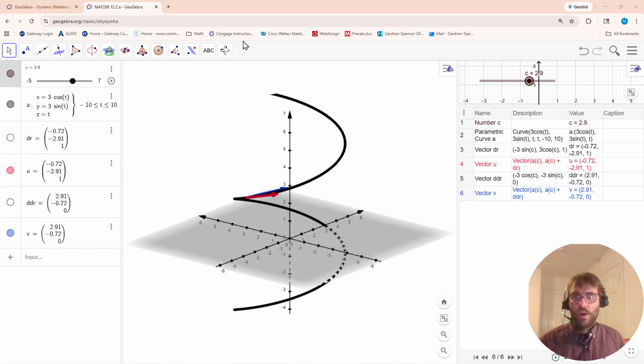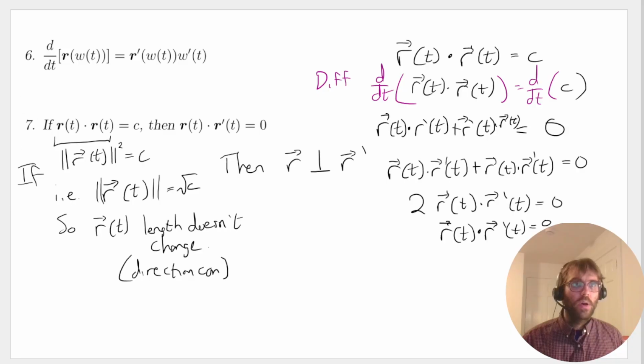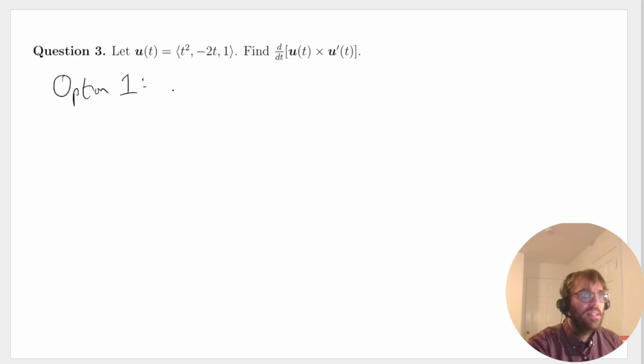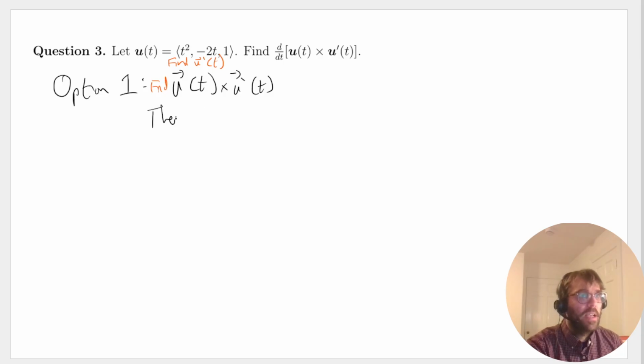Okay, let's jump back into our PowerPoint here so we can actually do an example problem where we compute one of these. I want to do this cross product derivative. And I got a couple of options here. Option 1 is to do it as written. Option 1 is to say, hey, I'm going to find u of t cross u prime of t, which means that really I've got step 0, find u prime of t, then find the cross product, and then differentiate. That's how it's written. Or product rule.